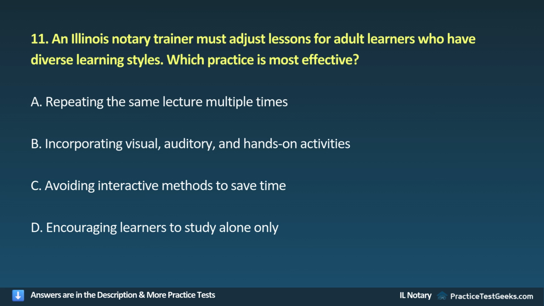11. An Illinois notary trainer must adjust lessons for adult learners who have diverse learning styles. Which practice is most effective? A. Repeating the same lecture multiple times. B. Incorporating visual, auditory, and hands-on activities. C. Avoiding interactive methods to save time. D. Encouraging learners to study alone only.